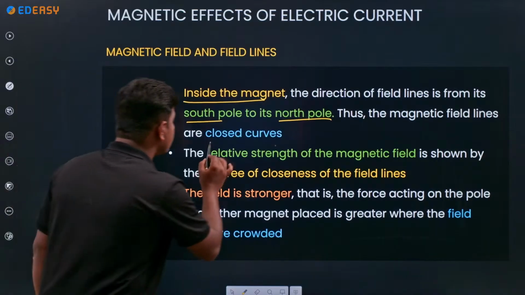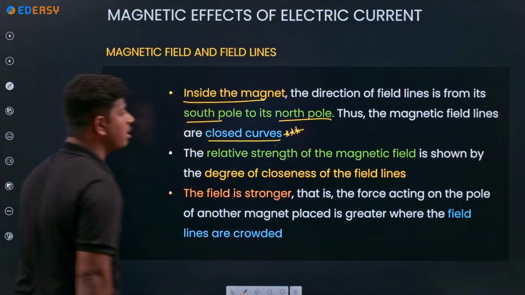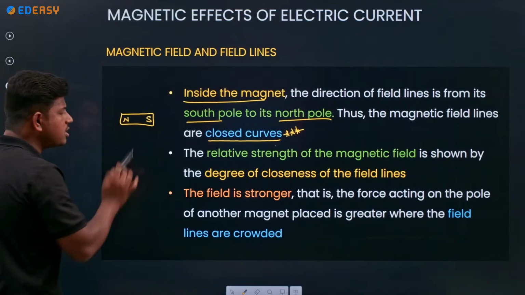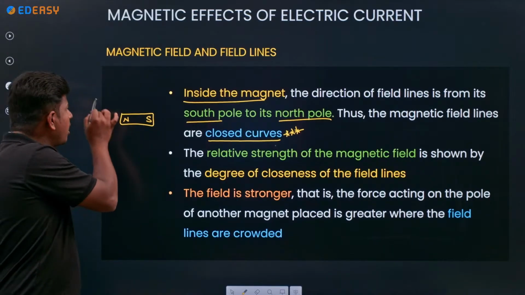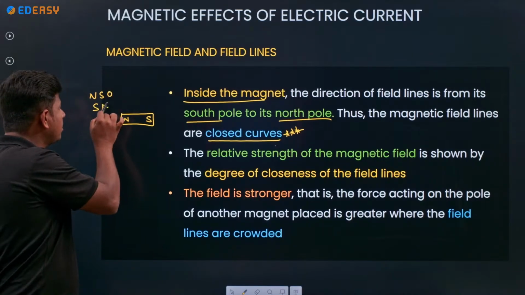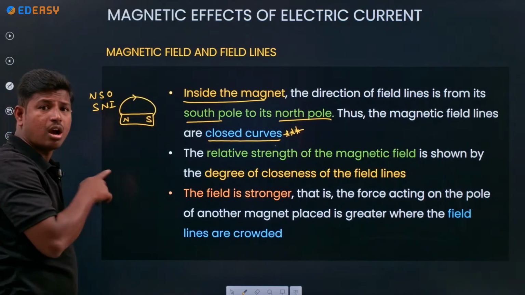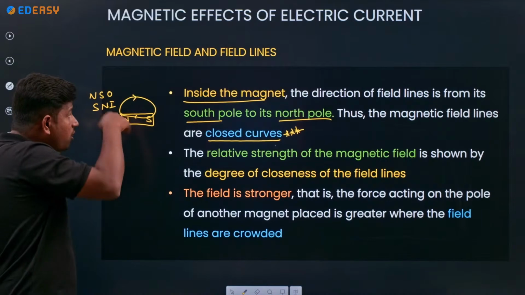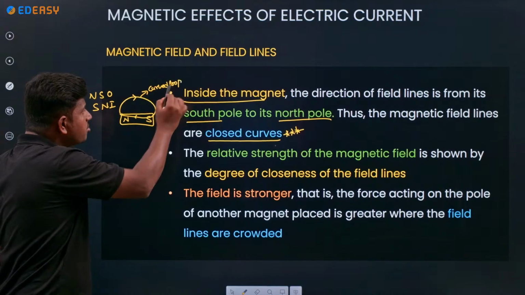Okay, and it forms closed curves. Remember the point. It forms closed curves where, if you take a bar magnet, north pole is here, south pole is here. Where does it start? Remember, north to south outside. Direction outside is north pole to south pole. South to north inside. It forms a curved loop.